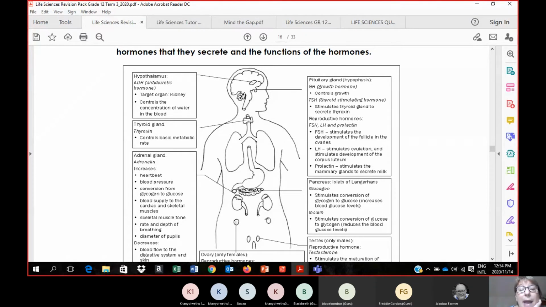So there is the thyroid gland, and the thyroid gland is sort of situated in the region of the larynx, and it produces the hormone thyroxine, and thyroxine controls your metabolic rate. So your metabolic rate really is how much energy is released during the process of respiration. And some people have a higher metabolic rate than others. So thyroxine controls your metabolic rate. And this is a new hormone.